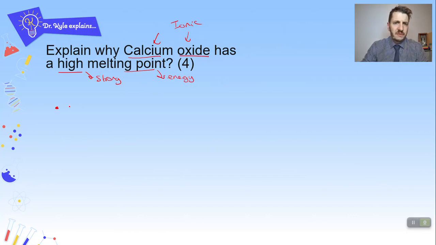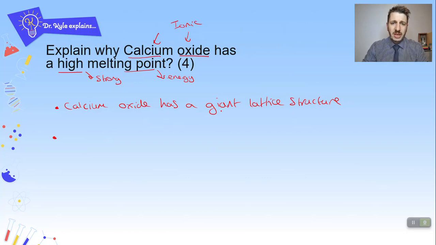Okay, so my first thought then, I know it's an ionic compound. I'm going to say calcium oxide has a giant lattice structure. Remember, all ionic compounds have a giant lattice structure. Right, what else do we know? So, again, another trigger here is the fact that we've said giant, but we've also said high here. If something is giant, if something is high, it must have strong bonds.